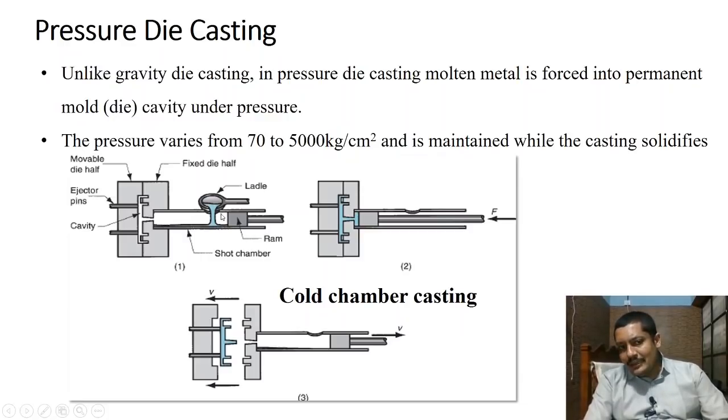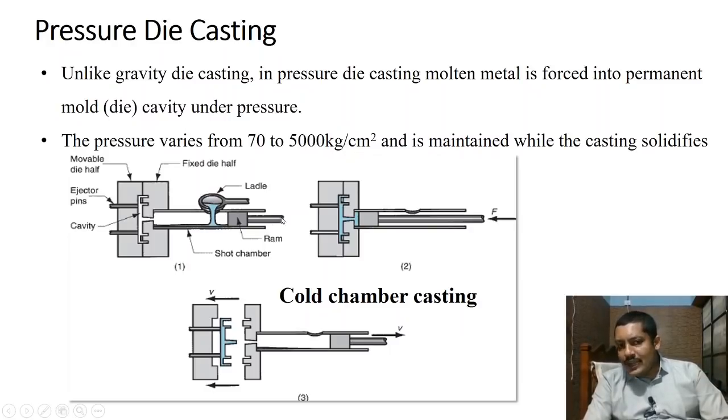Here what you are doing is that you have a furnace elsewhere. From the furnace you take the molten metal in a ladle. Through the ladle you pour it into a shot chamber. You can see there is a ram attached at the back, at the last position, where you are pouring the molten metal into this chamber. When you pour the molten metal into it, the shot chamber will be filled with the molten liquid metal.